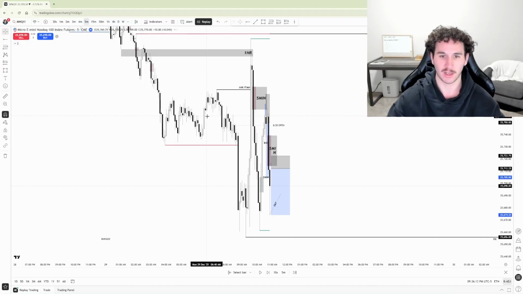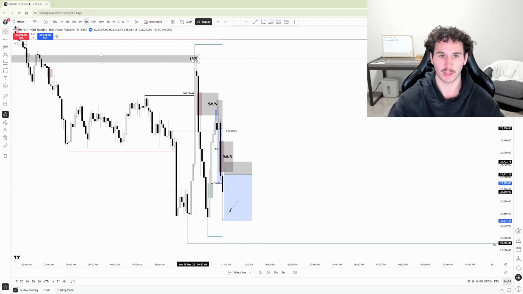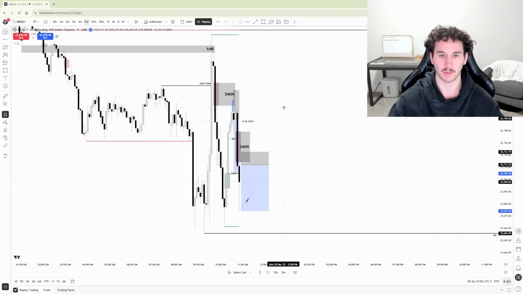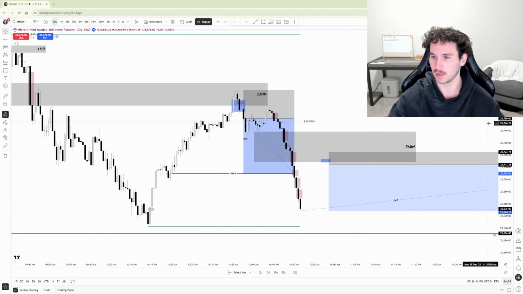Here's what it looks like on the 5 minute. Here's that fair value gap that we printed. And here's the 1 hour high and the 1 hour intermediate high that we swept. So my entry model is the high time frame inversion in the current leg.